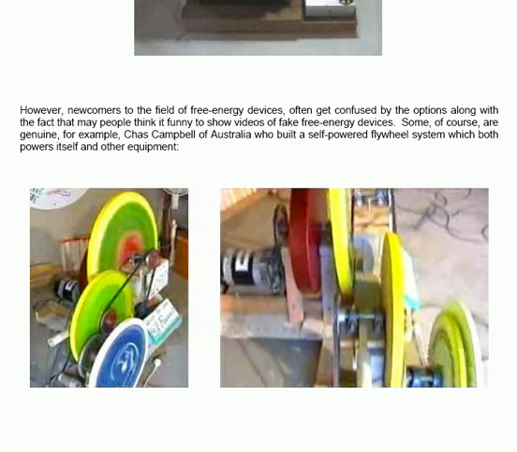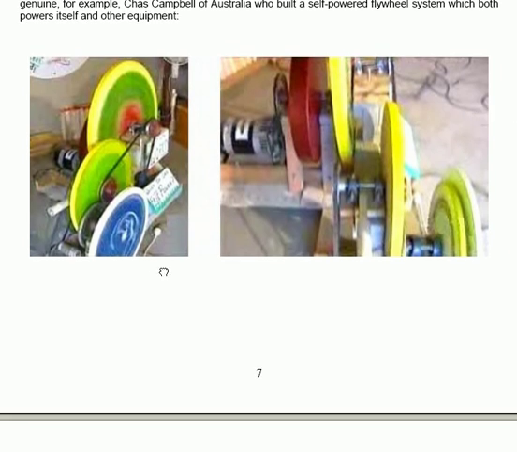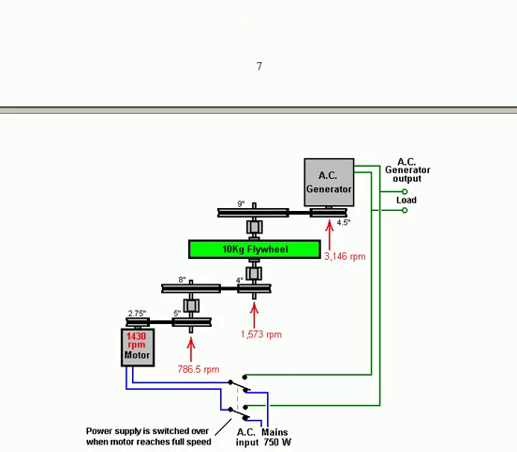You have the motor, which is a 1 horsepower motor. It spins a pulley wheel, which is connected by a drive band to another pulley wheel, and that is continued up here, and a 10 kilogram heavy flywheel is spun by the system. That turns a 9-inch diameter pulley, driving a 4.5-inch diameter pulley, powering an alternating current generator.